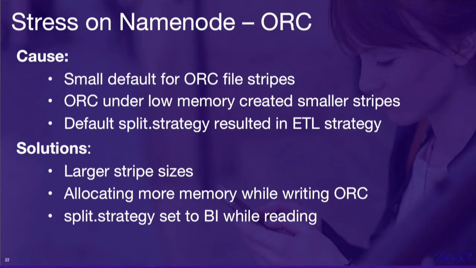So the solution here was rather simple. We were already doing it for the newer feeds. We started using larger stripe sizes. We also started allocating more memory to the tasks that were writing out ORC files. The split strategy was set to BI, which essentially created one split per file, at least at that time. And that solved the problem for the ORC files.